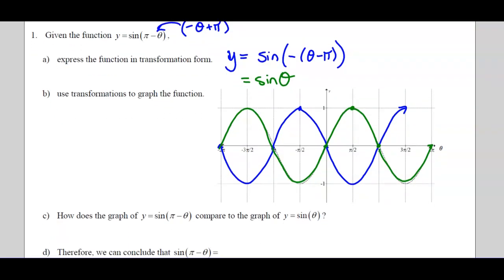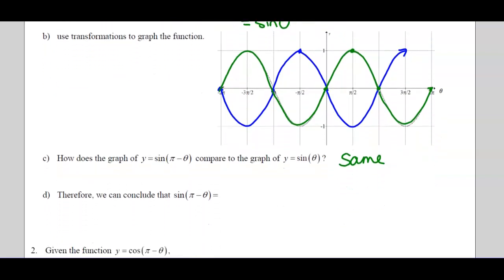So the blue is reflecting in the y-axis, and the green is the overall final y equals sine negative theta minus pi. So how does the graph of that, pi minus theta, compare to y equals sine theta? They are the same. So that is what we can call an identity. It's going to be this for any theta, those are going to be equal. You can substitute any value of theta in there, and the left side will equal the right side.